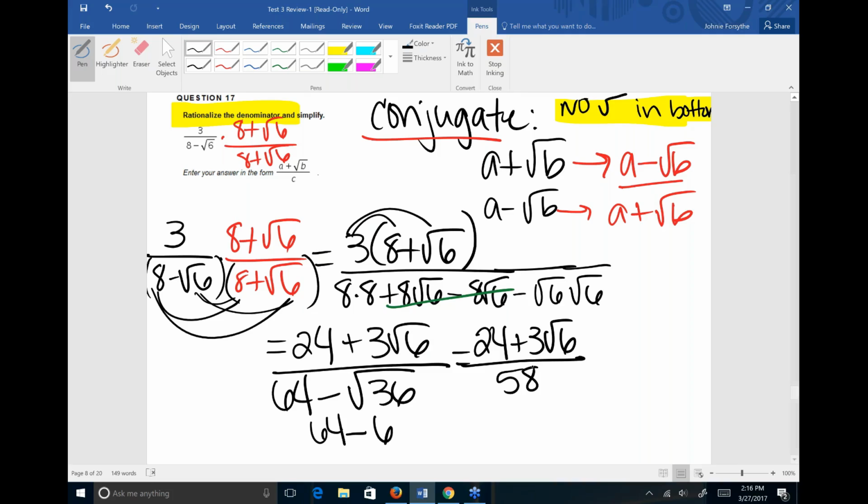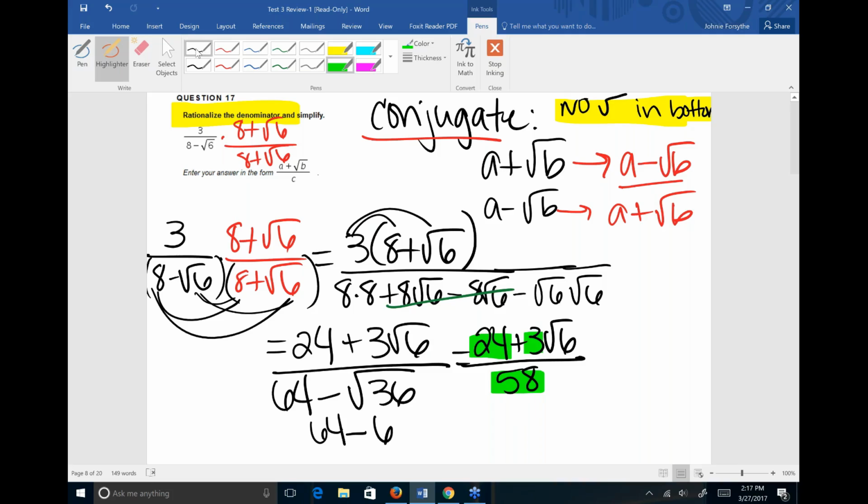And then now here we want to see if we can reduce this, okay? So what that means is you want to see if 24, 3, and 58 have a common factor. And it turns out they don't. The 3 is throwing it off. So 24 and 58 definitely have some common factors. They're both even. 3 is not even. And then 3 is not a factor of 58. And I wasn't sure, so I divided in my calculator. And 58 divided by 3 is 19.333.